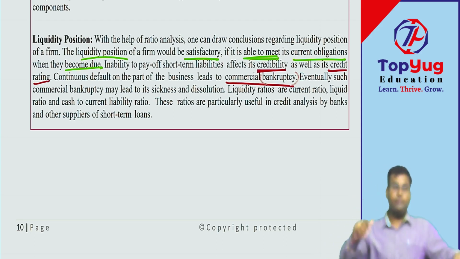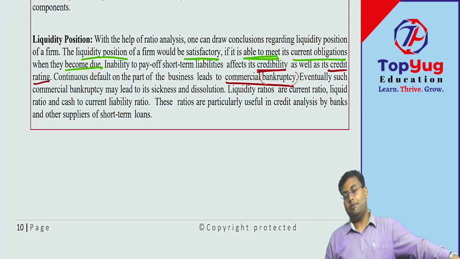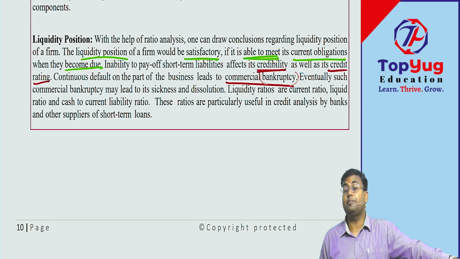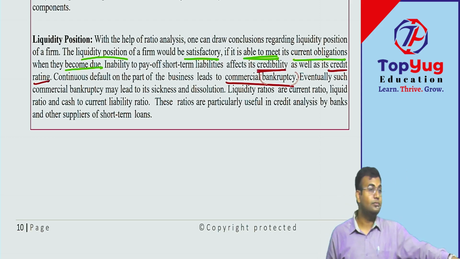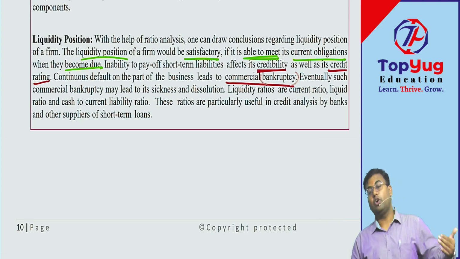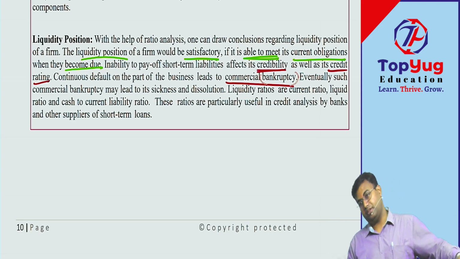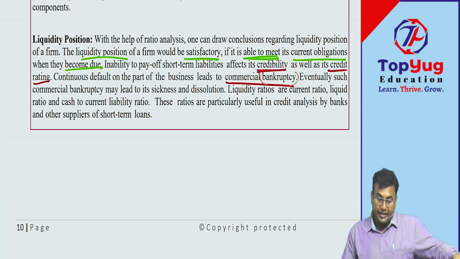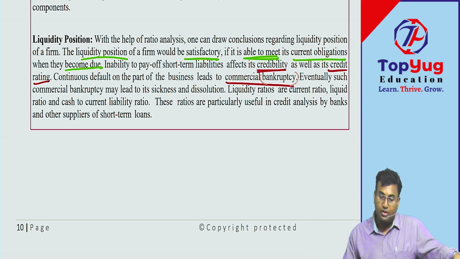Even in the case of Johnny Depp's wife, it is not that she is not profitable. She makes good profit. But what is the problem with her? Hmm? Not enough cash. Liquidity position is not there. Okay. These ratios are particularly useful in credit analysis by banks and other suppliers on a short-term loan basis. Are we all good?